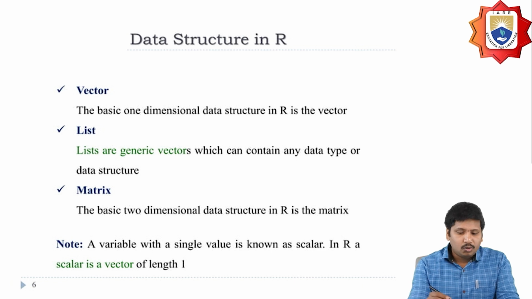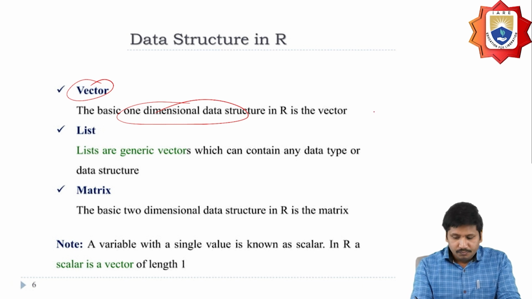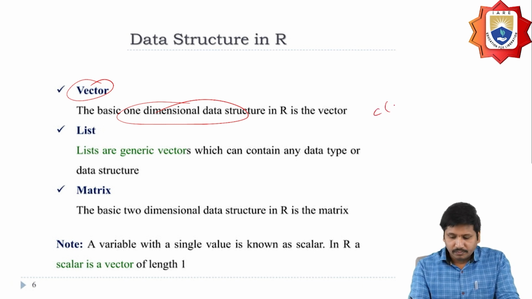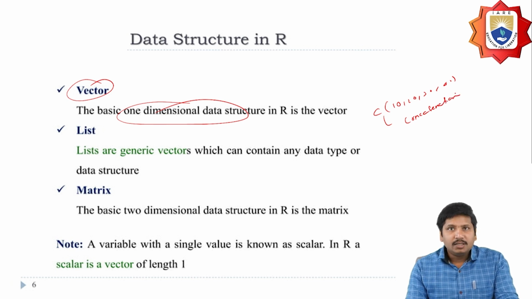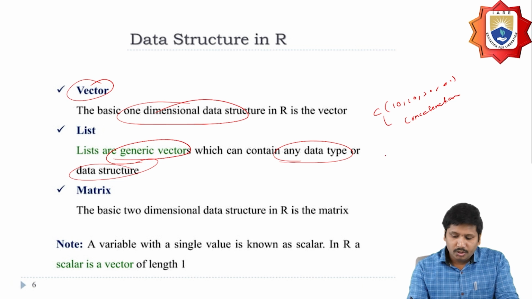The very first thing you have to know is the vector. A vector is a one-dimensional data structure, and it is created by making use of the c function, which is also called the concatenation function. Next is the list. A list is nothing but a generic vector, which can contain any data type and any data structure. A list can have variables that are numeric, character, and complex as well.